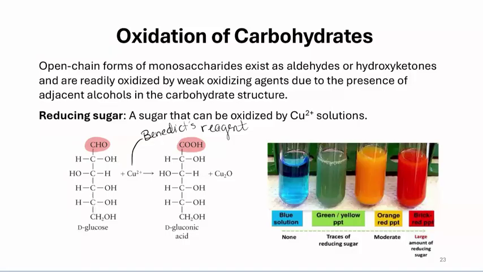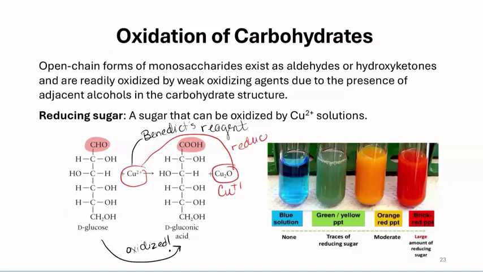In this process, since the carbohydrate gets oxidized, what we see overall is that copper 2 turns into copper 1. That means that specifically the copper reagent gets reduced.